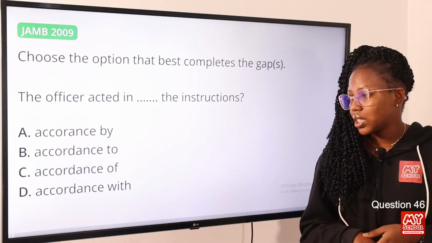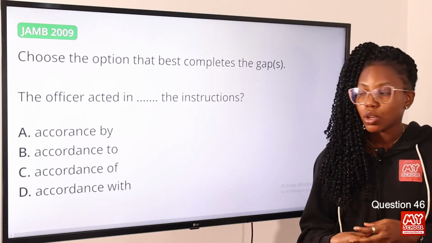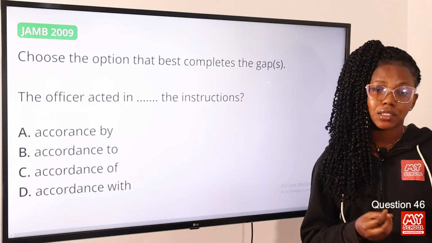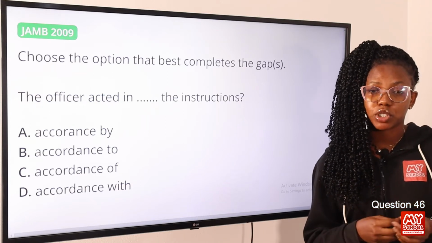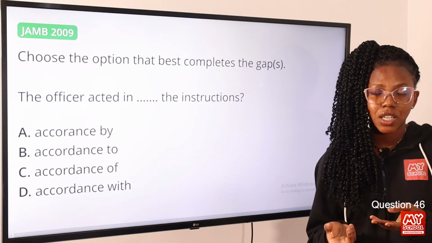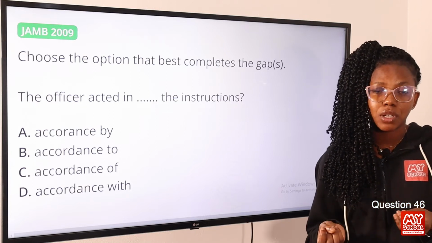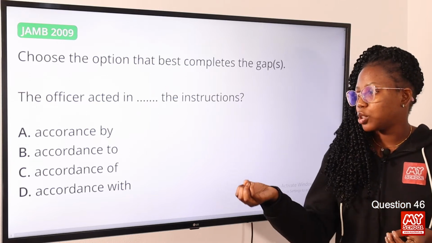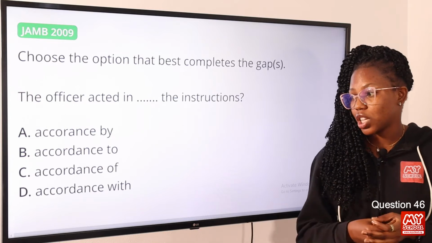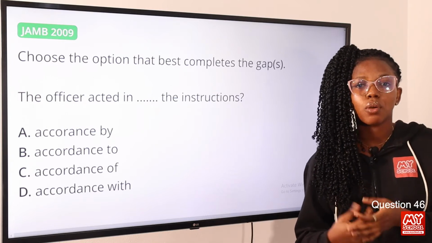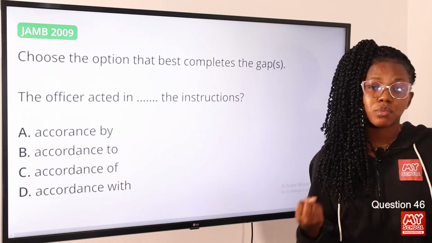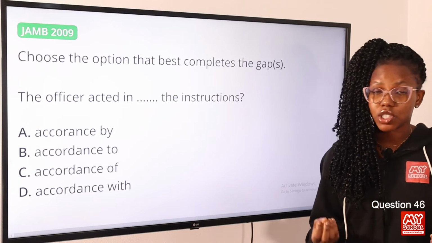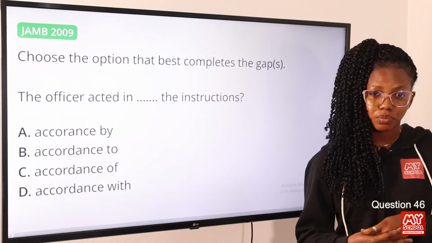Now, accordance with is an example of a prepositional noun, and we see that there are particular prepositions that will go with certain words. We have prepositional noun, we have prepositional verb, and we have prepositional adjective. As the name implies, with a prepositional noun, certain prepositions go with certain nouns, and you can see the nouns are the same except the prepositions are different. So the right preposition that should go with accordance in this context is with. Accordance with means agreement with. So the officer acted in accordance with the instructions. Option D, therefore, is the correct answer to this question.